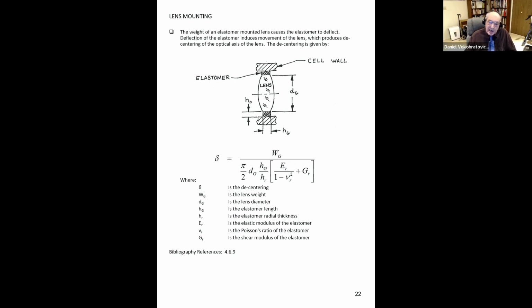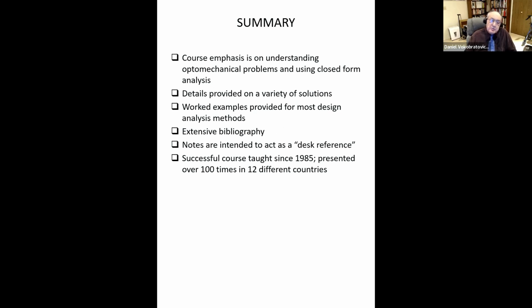The next slide summarizes what we've talked about. So my course emphasis is going to be on understanding optomechanical problems and using closed form analysis. As you've seen, the equations lend themselves to analysis using a spreadsheet like Excel, Mathematica, MathCAD. I have provided details on a variety of solutions. As you've seen, I've given you design equations. At the back of the course notes, you'll find I've provided worked examples. There is a very extensive bibliography. My apologies for boasting a bit about that. The notes are intended for use as a desk reference.